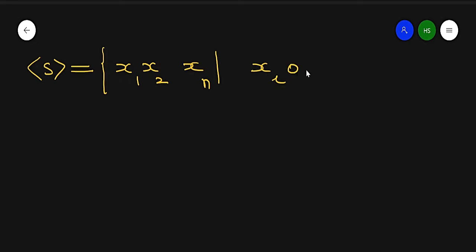Now the next result: the subgroup generated by S can be written as a product x1 x2 up to xn. So this is a product of finitely many elements, n is finite, where either xi or xi inverse belongs to S. So this is my aim. My aim is that the subgroup generated by S is the set consisting of products of finitely many elements of S.